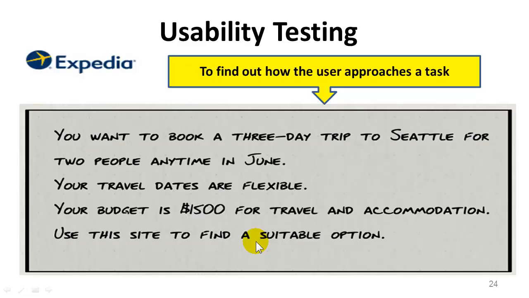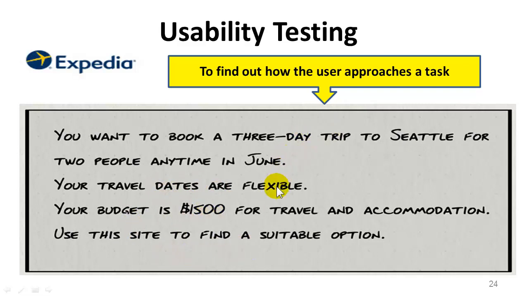Here's an example. This is an Expedia example. Supposing you wanted to find out how the user approaches a task. This is kind of a scenario of what you might say, or not say, you would actually have these instructions written down in front of the user, but that's coming. You want to book a 3-day trip to Seattle for 2 people in June. Your travel dates are flexible, your budget's $1,500, you need travel and accommodations. Use this site to find a suitable option.